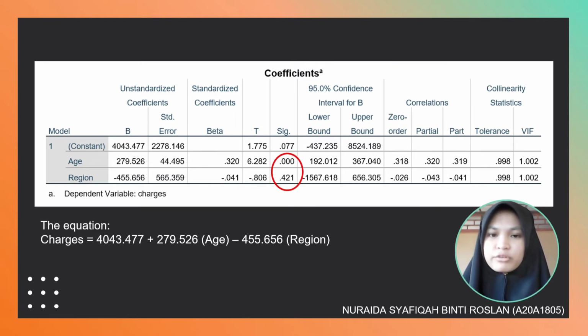The p-value for age is 0, which is less than 0.05, so age is a significant predictor of charges, unlike region. The 95% confidence interval for age does not include zero, which indicates age is a significant predictor of charges, in contrast to region. The VIF values are under 5, which means that there is no problem of multicollinearity. That's all from me, thank you.